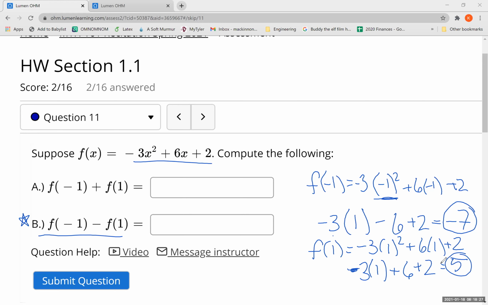All right, now we're not done. We need to do the subtraction here. So what we get is -7 minus 5. That's going to be -12. Let me write that like I have penmanship. There we go. -12. Okay, so what I'm really asking you to do is 2 evaluations and then a subtraction.